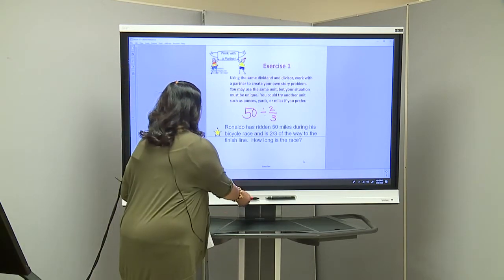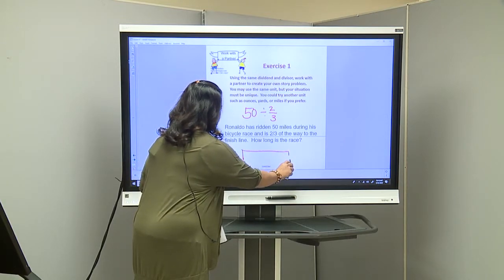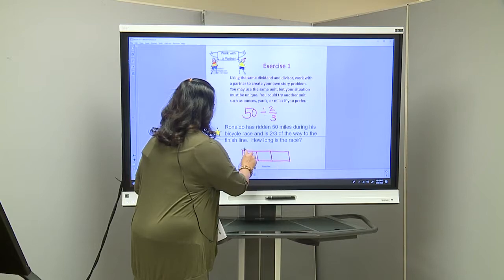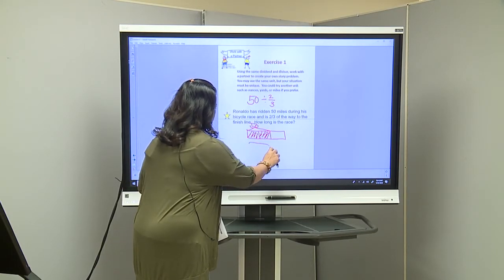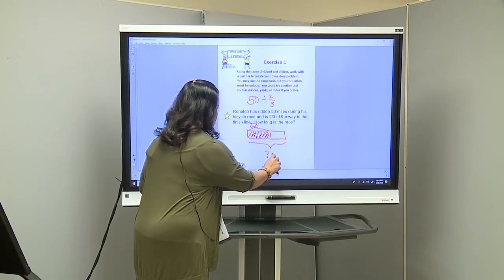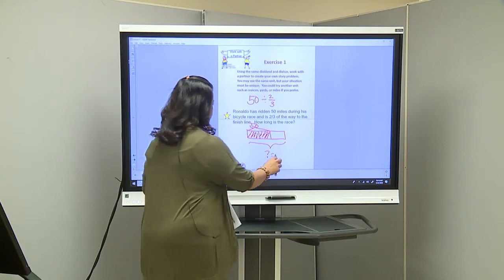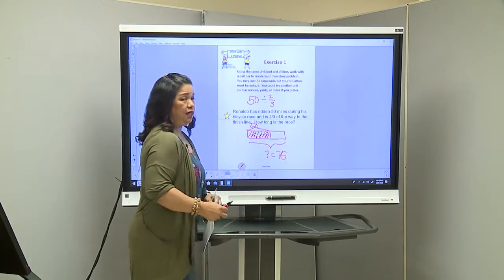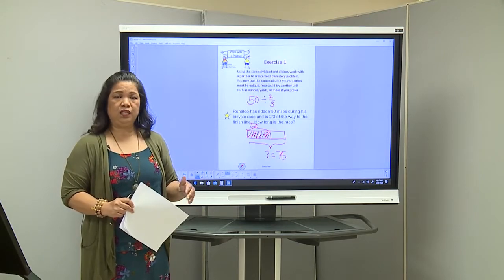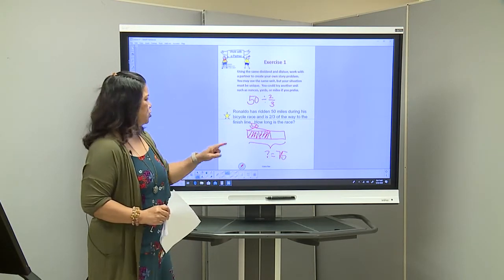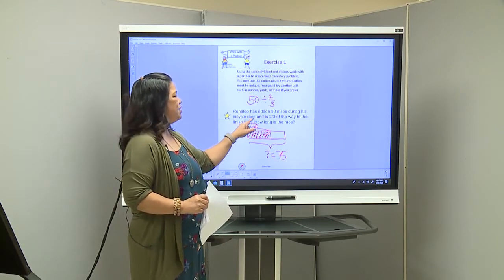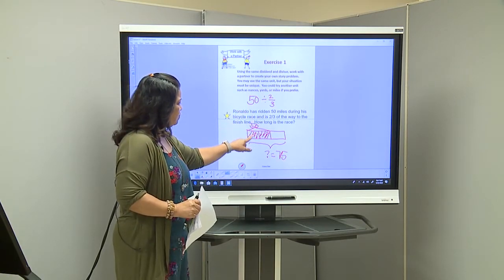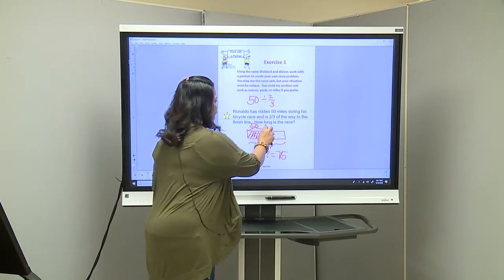Now let's see. If I use that tape diagram that we did, this is 50, which is the 2/3, and the unknown is the size of the whole thing, which we knew already from our calculation is 75. So let's see if this story problem matches the expression. He has ridden 50 miles during his bicycle race and it is 2/3 of the way. So that 50 is 2/3 of the way. The question is, how long is the race?